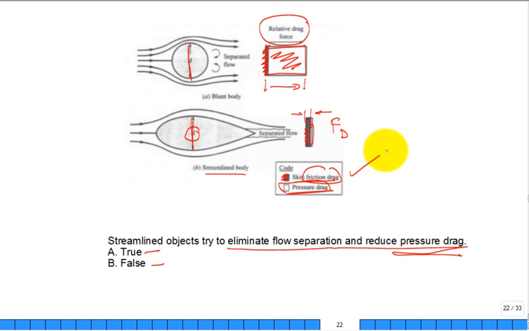Okay. So streamlined objects try to eliminate flow separation and reduce the pressure drag. True or false? True.